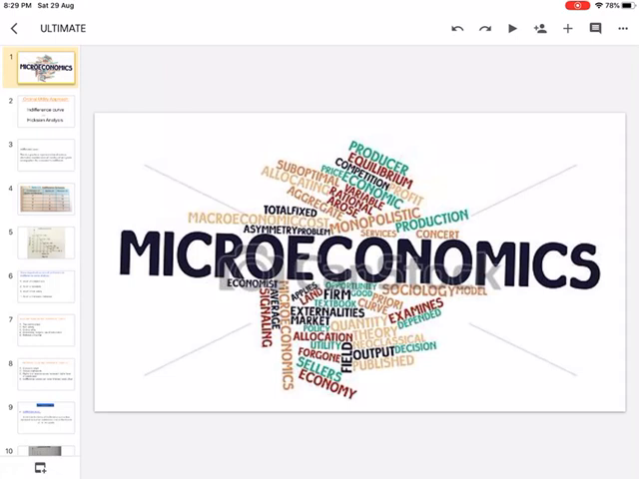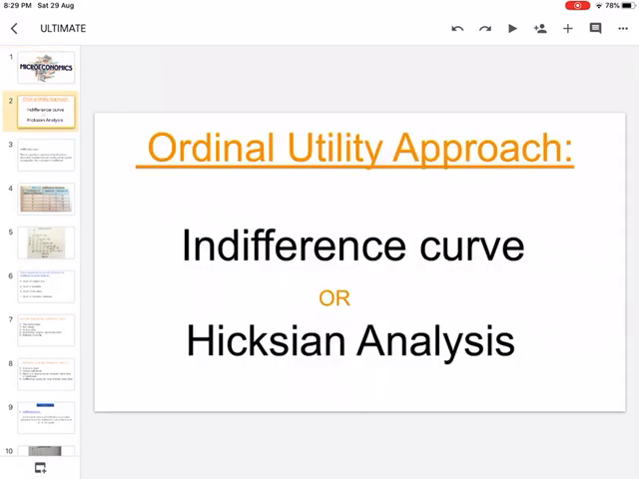Coming back, last class, if you remember, we had started with the ordinal utility approach. And before this, we had done the cardinal utility approach, wherein it was stated that satisfaction can be measured with the help of utils, and we can specifically assign a numerical value to the amount of satisfaction that we get from each commodity consumed. Now, the modern economists totally disregard this cardinal utility approach.